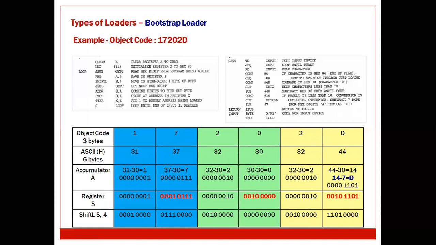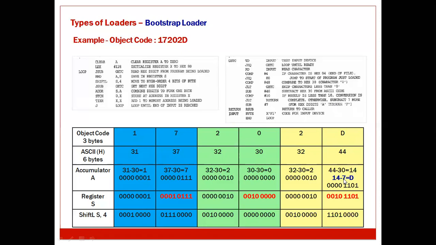Okay, now let's come to D, 44. So what is 44 minus 30? That is 14. 44 minus 30, they're all hexadecimal numbers, guys. So 44 minus 30 is 14, which is hexadecimal. Now look at this. If the result is less than 10, then conversion is complete. Otherwise, we need to subtract 7 more. Now 14 is greater than 10. It is not less than 10. That is why we need to subtract 7 more.